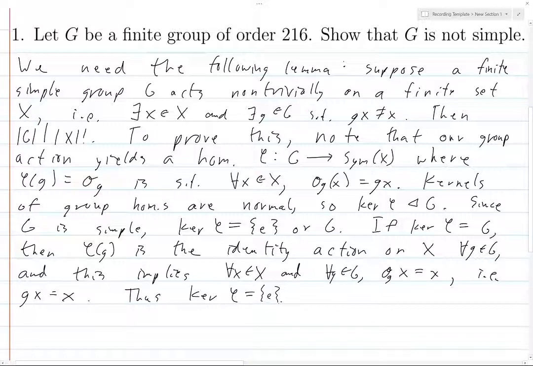Because if the kernel of phi was equal to G, then that would mean that gx equals x for all g and for all x, and so that would contradict this statement up here, that there is some x and some g such that gx is not x. So, therefore, the kernel of phi is equal to E.